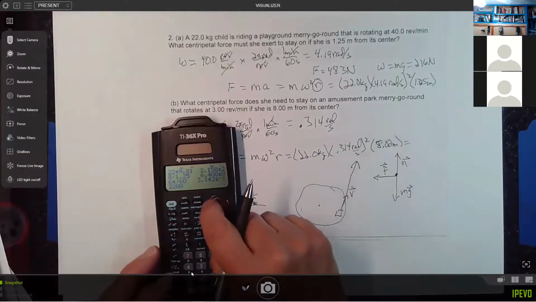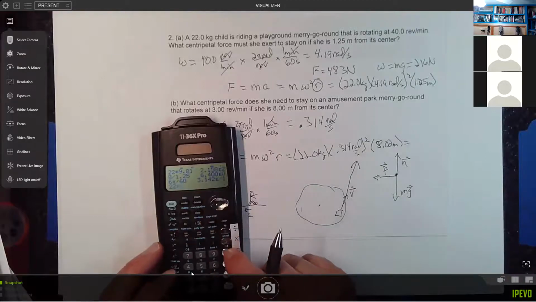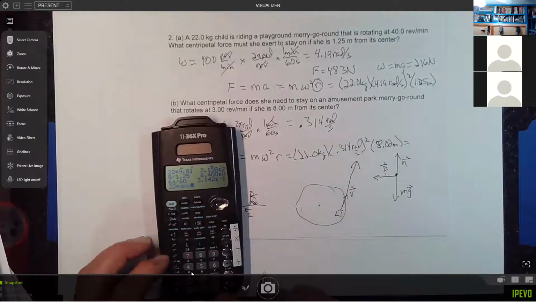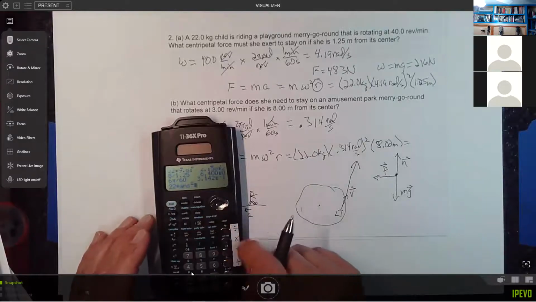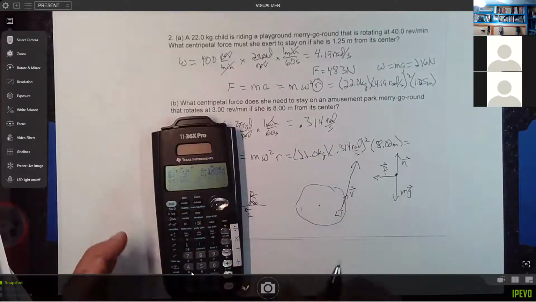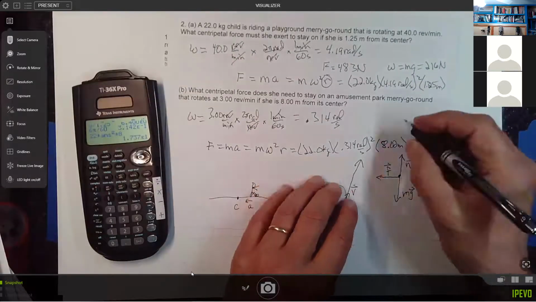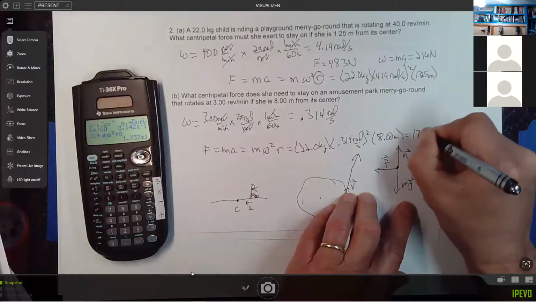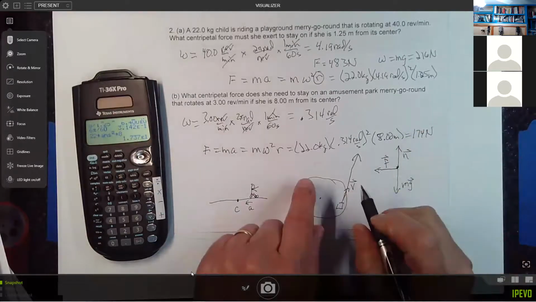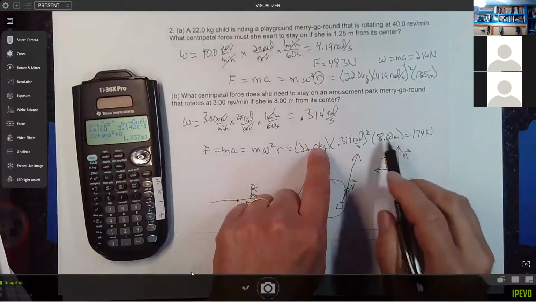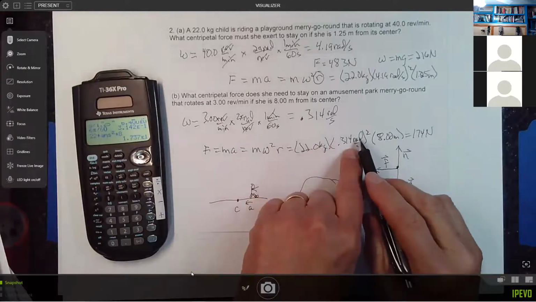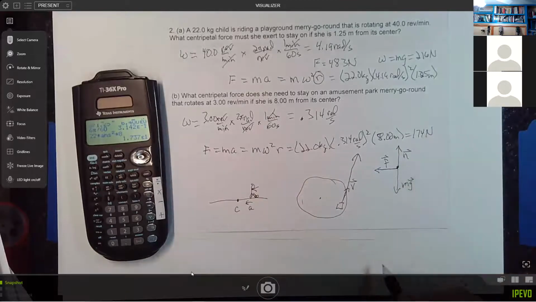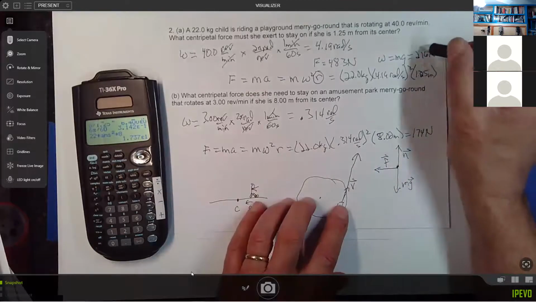Whoops, 22 times the answer squared times 8. Okay, this time I only get 174 newtons, and it would be kilogram meter per second squared. Remember, the radians are just a placeholder unit. So 174 newtons, which is less than her weight.